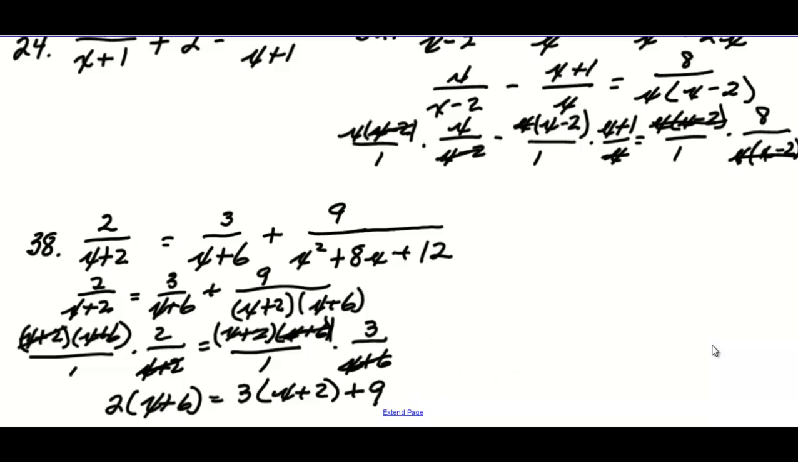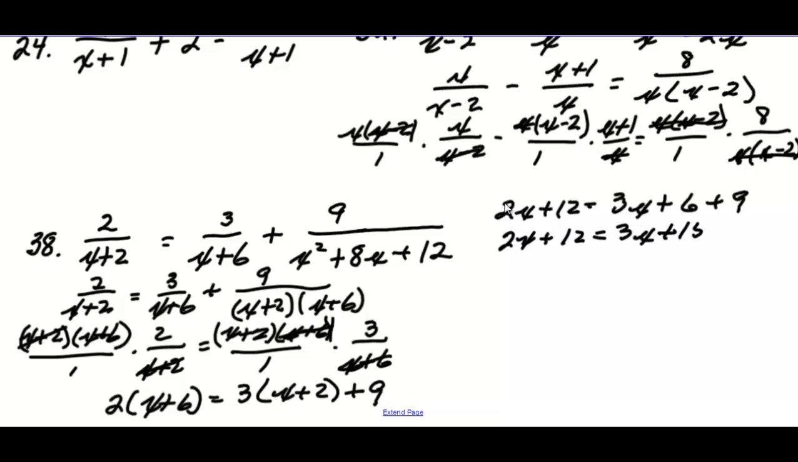So what we have now when we distribute across is 2 times x plus 6. That turns out to be 2x plus 12. And on the right, we'll have 3 times x plus 2, which is 3x plus 6, and then plus 9. Combining like terms, we'll have 2x plus 12 equals 3x plus 15.